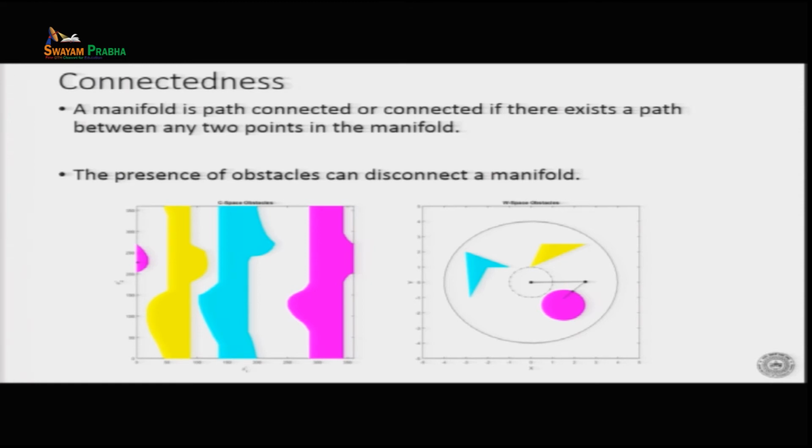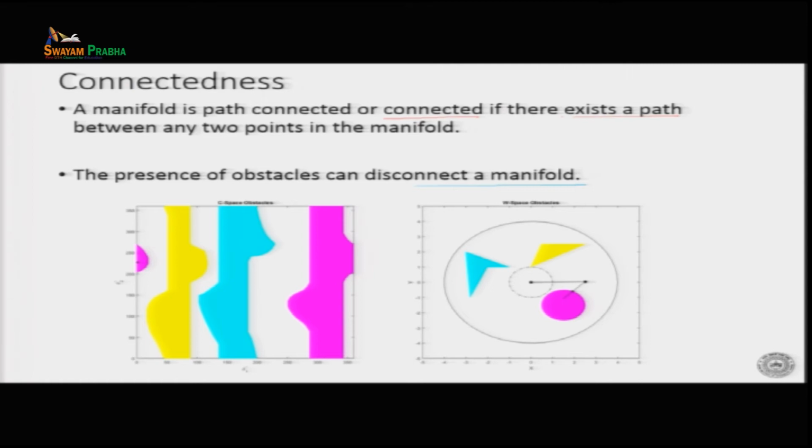Another important term is connectedness. A manifold is path connected, or simply connected, if there exists a path between any 2 points in the manifold. Now, the presence of an obstacle can disconnect the manifold. So, if there is an obstacle in the C space, it can disconnect the manifold.